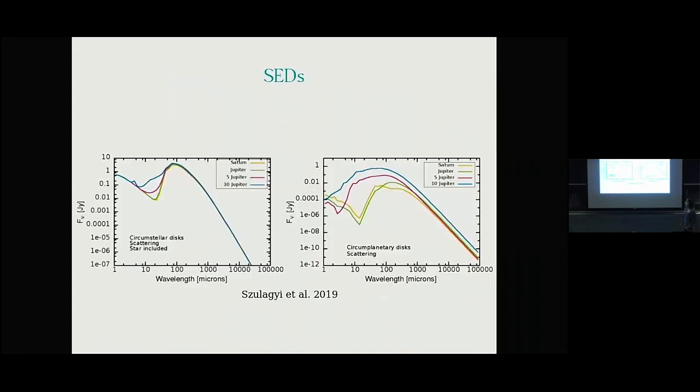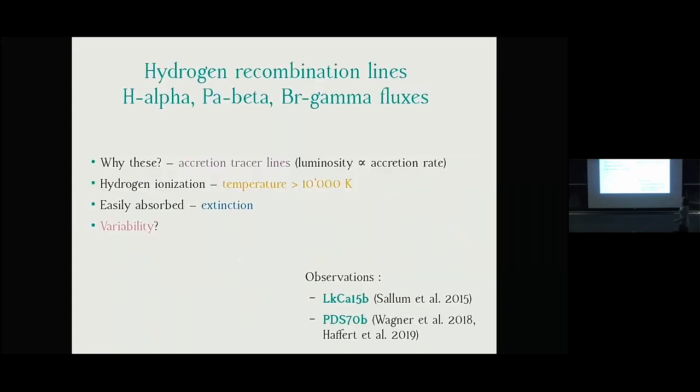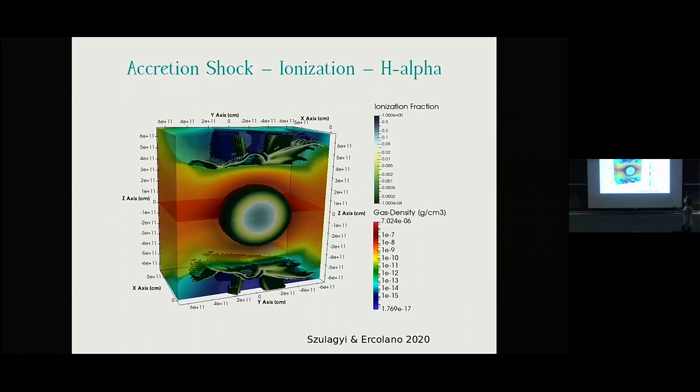We can also do SEDs, circumstellar disk, circumplanetary disk, and how much the circumplanetary disk contributes to the SED. So I guess the mini disk might also contribute to the SED of the circumbinary disks. And we can also do hydrogen recombination line predictions. We can calculate from the temperatures what is the ionization fraction with the Saha equation. From that, we can do line emissivities and calculate what H-alpha flux we can expect to get.